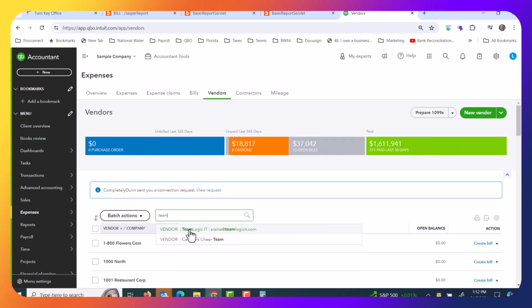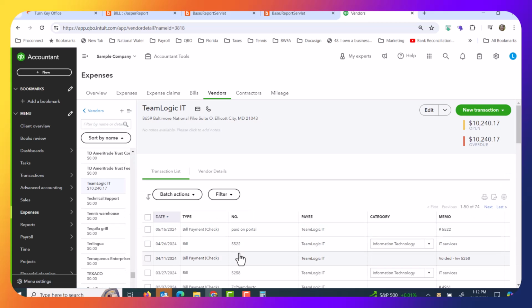Okay, so I have TeamLogic IT. Let's see. Open bills right here. Okay, so now I have an open bill for 10/240/17. Critically important to note here, the void on the bill payment will not be posted automatically for you if you are using QuickBooks Desktop or QuickBooks Enterprise. You will need to go in and make a journal entry into your Bill.com account to reconcile this.